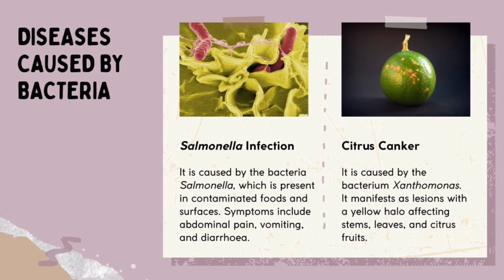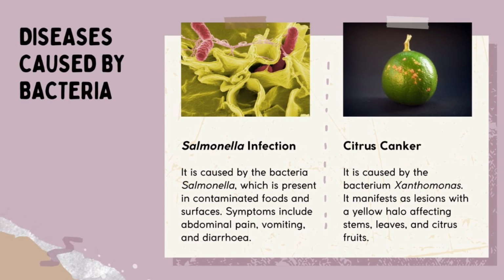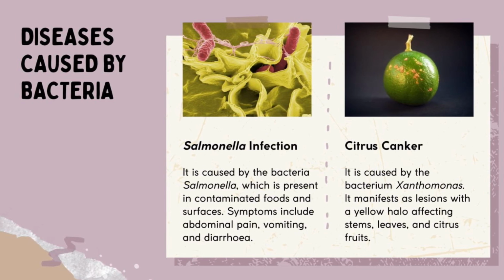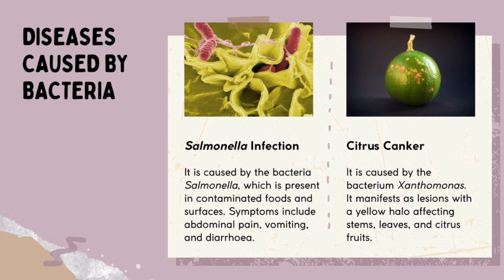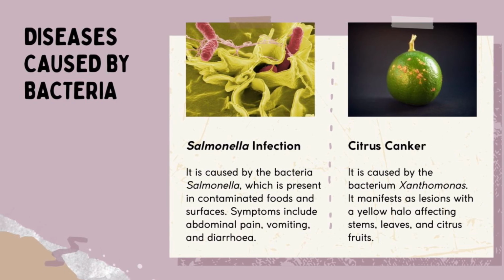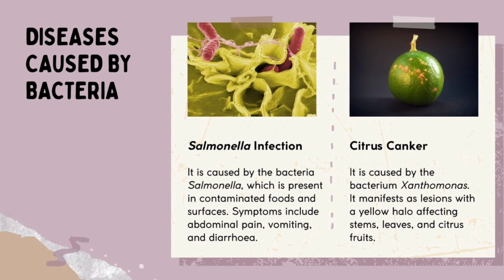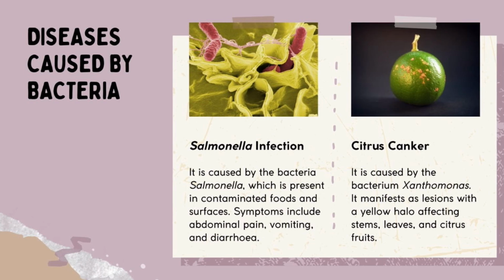Citrus canker. It is caused by the bacterium Xanthomonas. It manifests as lesions with a yellow halo affecting stems, leaves, and citrus fruits.